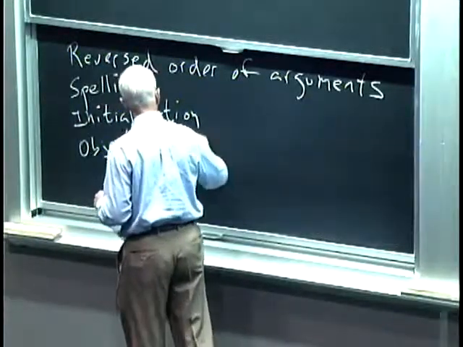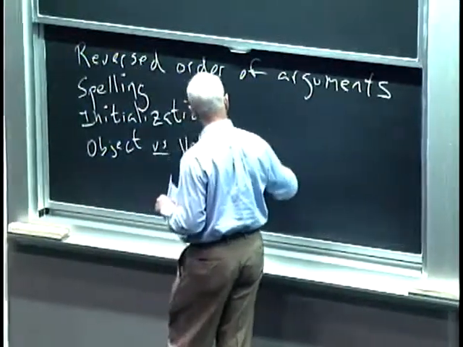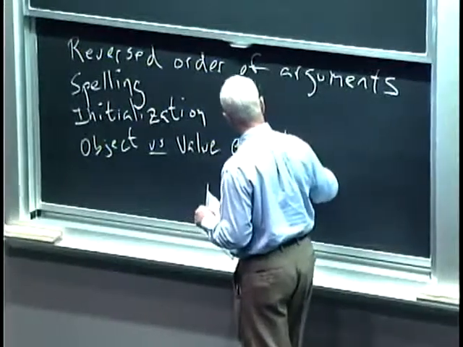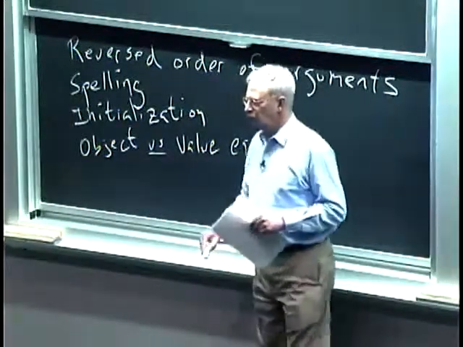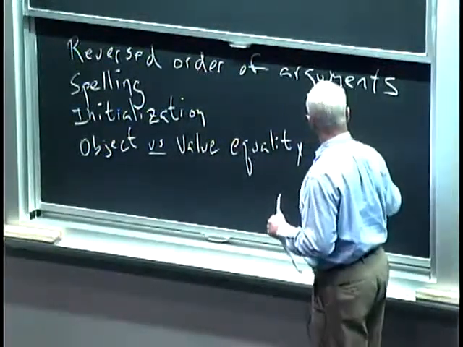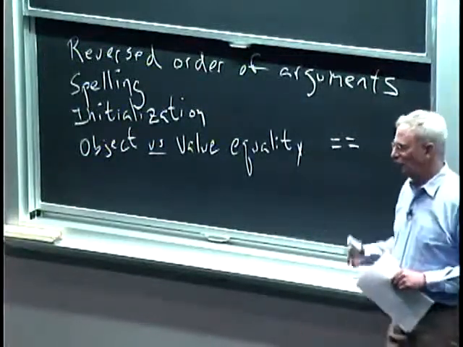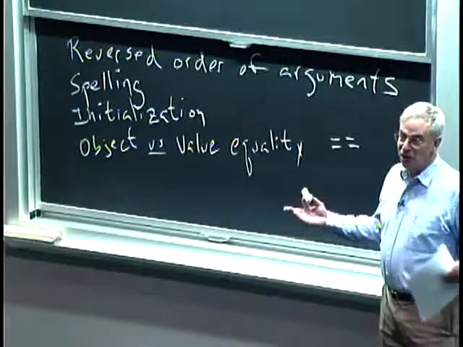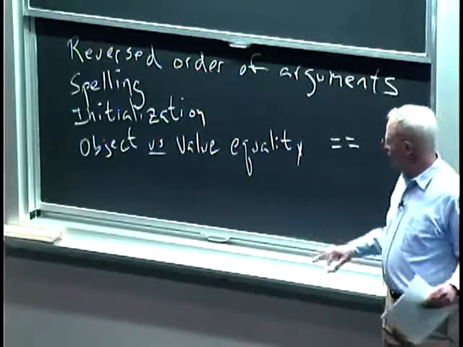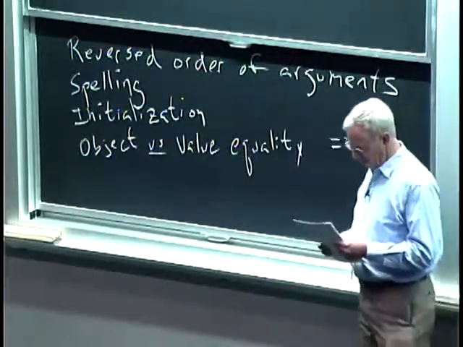Object versus value equality. Particularly when you use double equals, are you asking whether you've got the same object or the same value? They mean very different things, as we have seen. Keep track of that.